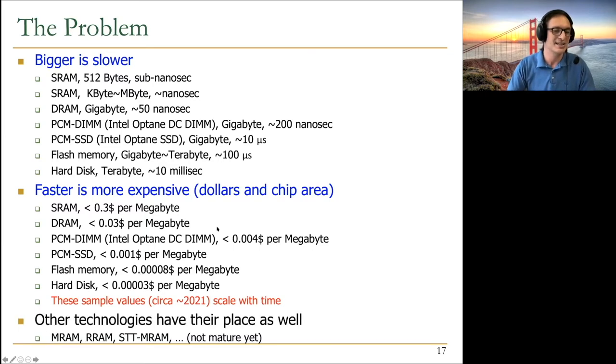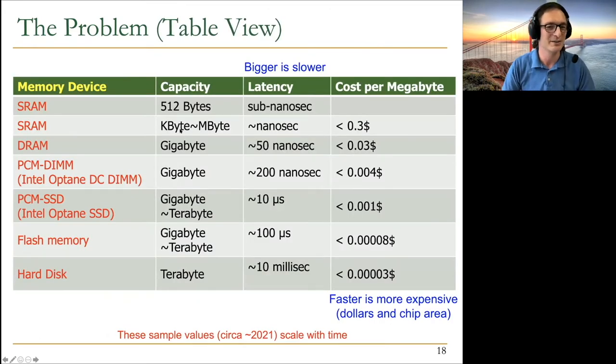Other memory technologies that are not depicted over here have their place as well. And this may be an easier to read version of that problem. This basically shows the problem in a table view going from faster technologies, SRAM, all the way to hard disk. You can see the capacity and latencies, and you can see the cost per megabyte. And today we're actually at a very interesting place, where the cost per megabyte of memory is very, very low. That's why we can actually put flash memories everywhere today. Flash memories cost us not that far from hard disk cost today.